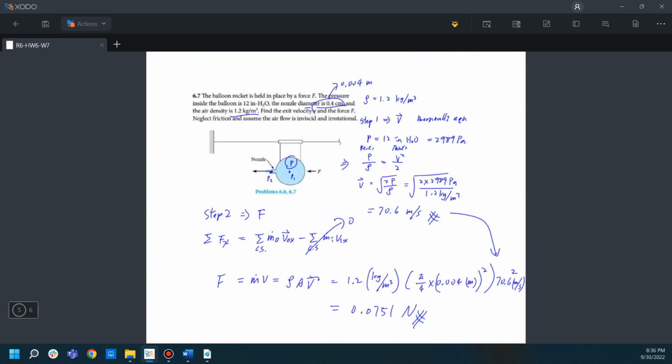Okay, so for solving the velocity and the force, for the velocity you apply the Bernoulli equation and you define point 1 and point 2. After that, you will apply the momentum equation to solve the force.